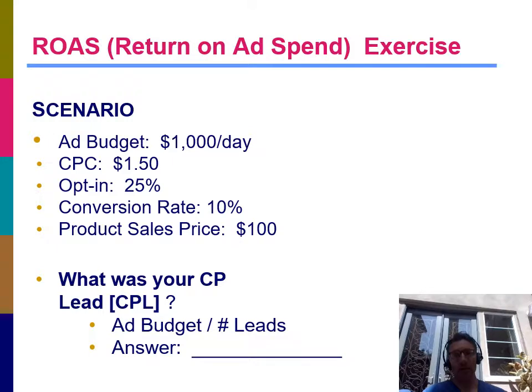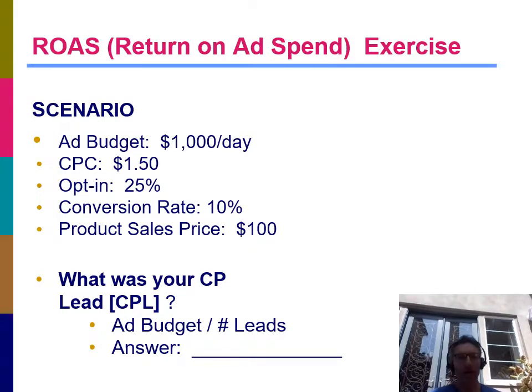If it was $1,000 a day, it'd be roughly $30,000 divided by the number of leads, 167 times 30 days. But in this case, we're just looking at one day. So we spent $1,000 a day and we got 167 leads. So our cost per lead is $5.98. That's $1,000 divided by 167.